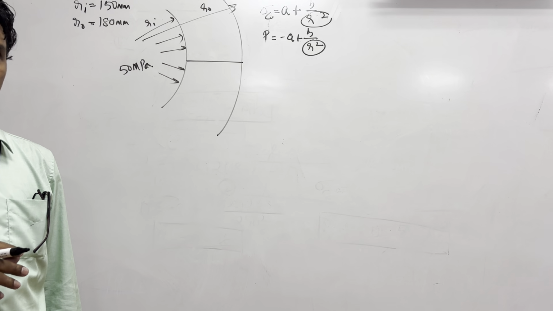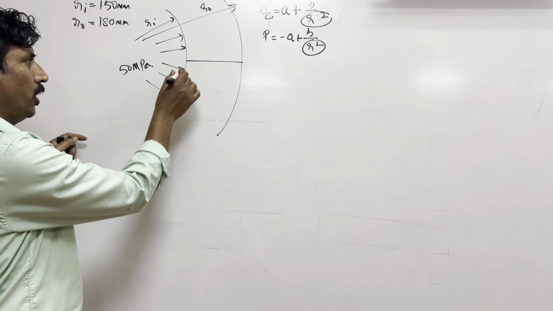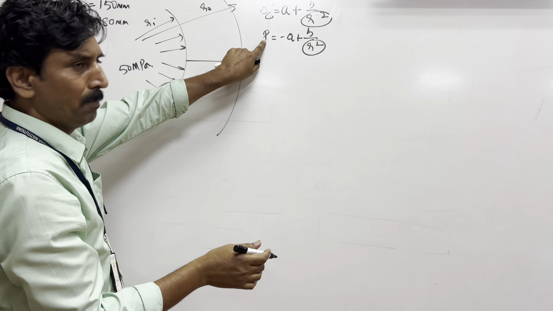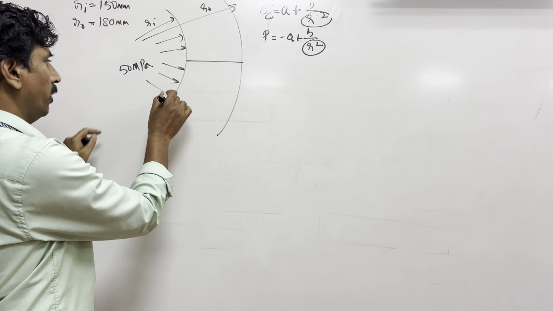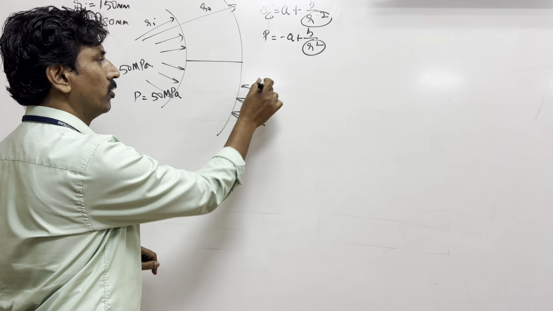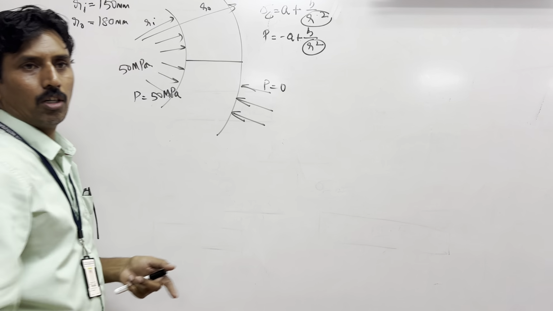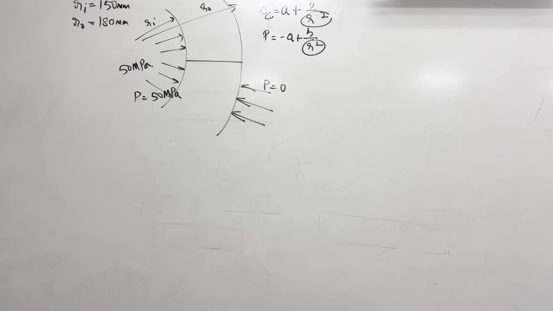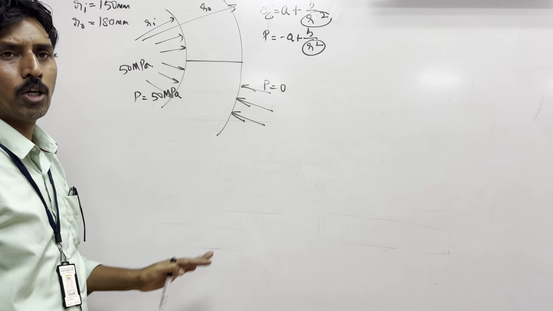They say that inside pressure is 50 MPa, which means basically they are referring to P at inside. P at inside is how much? 50 MPa. What will be the pressure outside? 0. Exactly, you got it right. And have they given the circumferential stress anywhere in the numerical? No, it is not given.